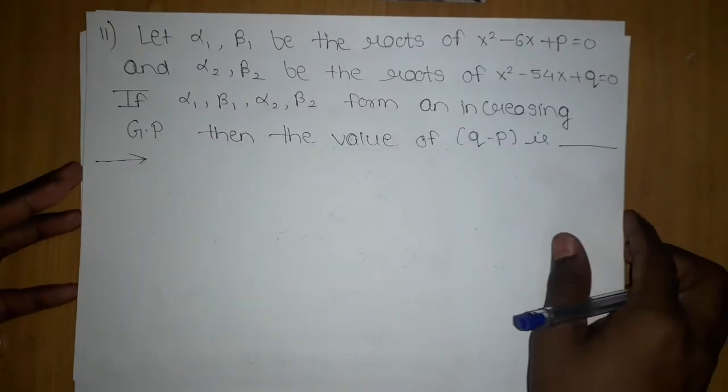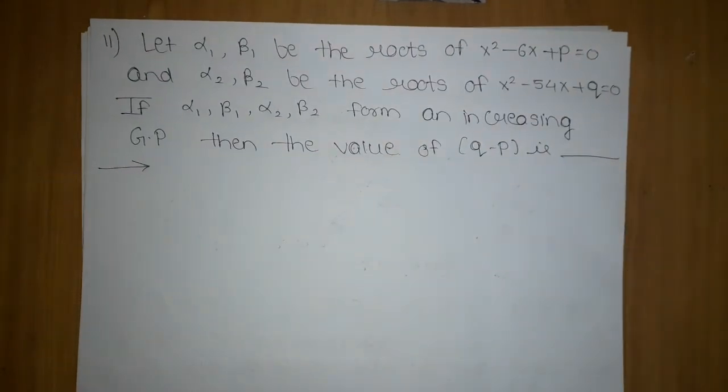Now let's proceed to the next question, which is as follows. The question says, let alpha 1 comma beta 1 be the roots of x square minus 6x plus p equal to 0, and alpha 2 comma beta 2 be the roots of x square minus 54x plus q equal to 0. If alpha 1, beta 1, alpha 2, beta 2 form an increasing GP, then find the value of q minus p. Now in this question, the most important word is that they are in increasing GP.